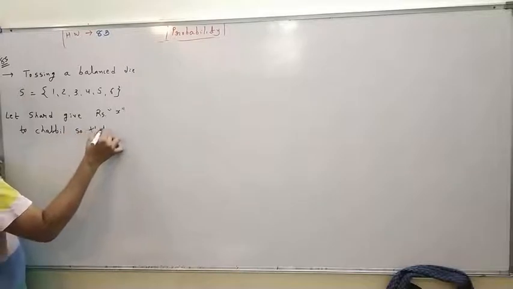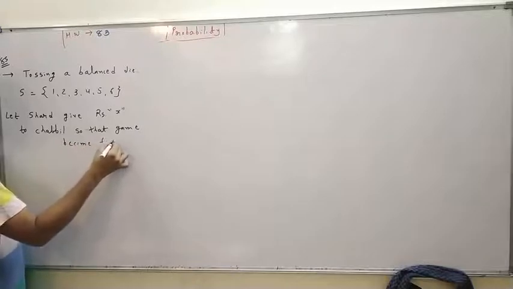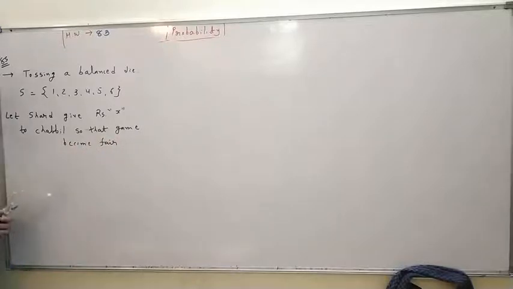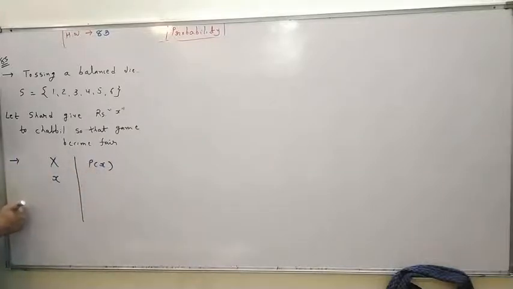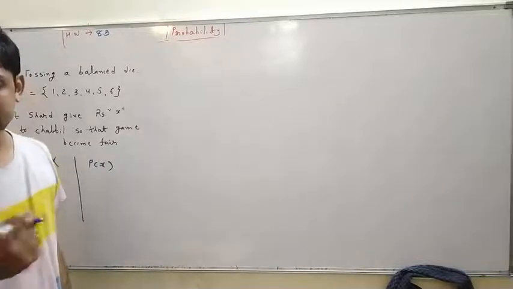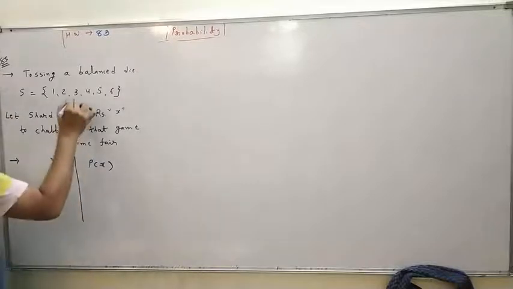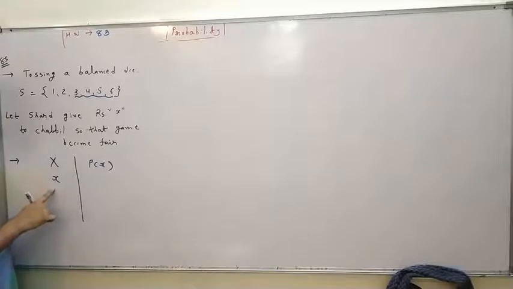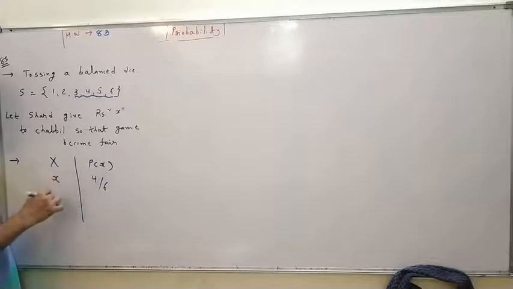So then the gain becomes. Here the random variable is rupees, the amount to be paid. So random variable x, p of x. Sharad has to pay rupees x to Chabil when 3, 4, 5 or 6 comes, so the probability is 4/6. Otherwise Chabil gives to Sharad, so we take those rupees as minus.